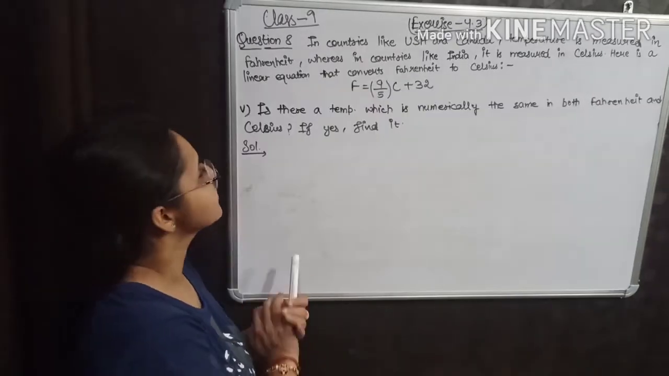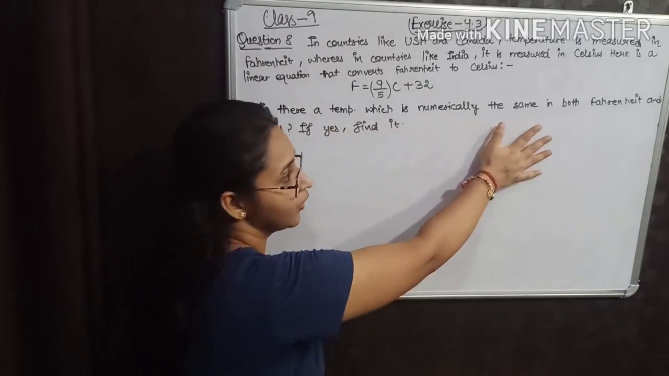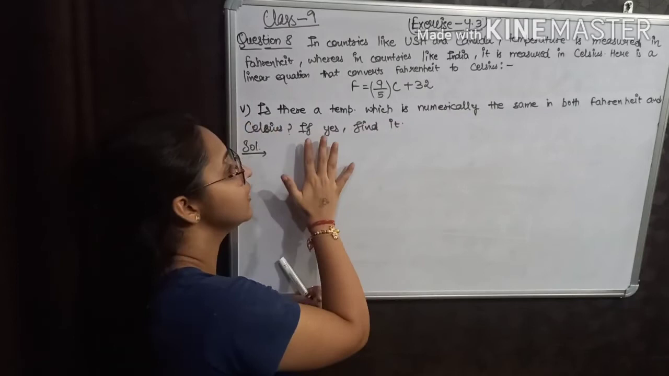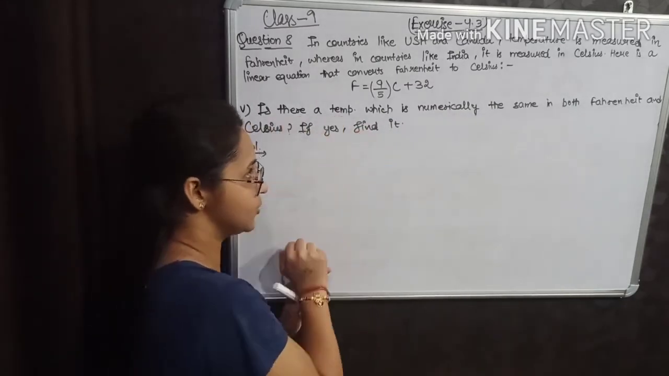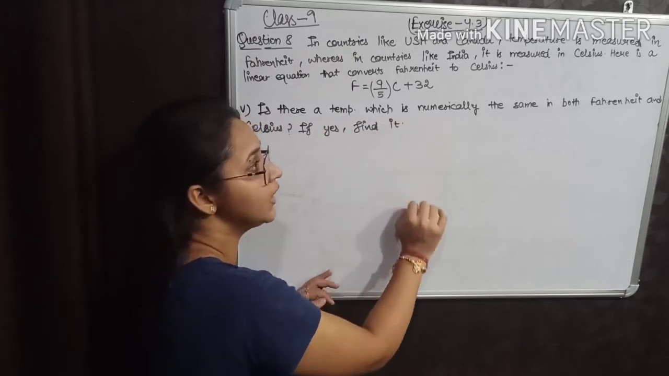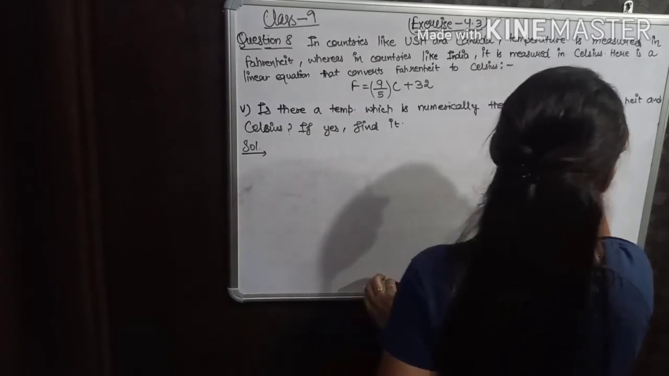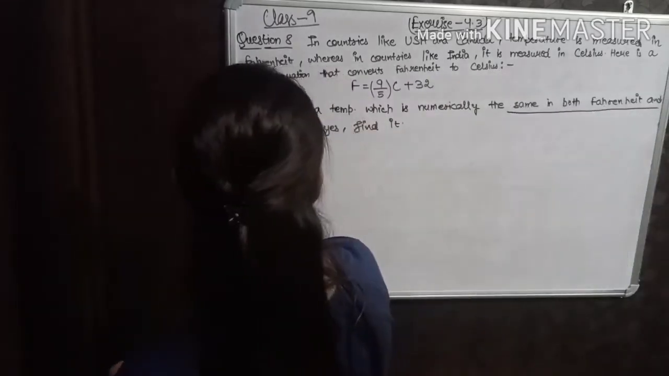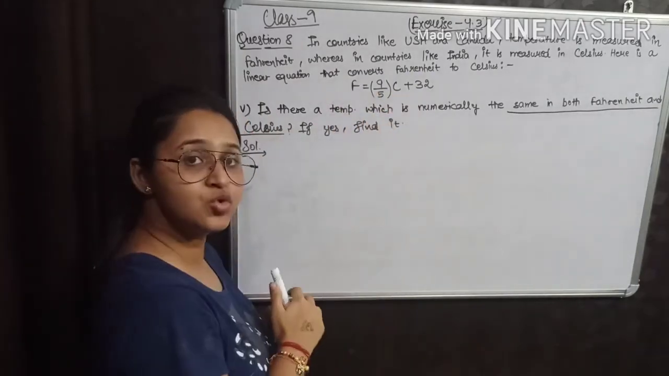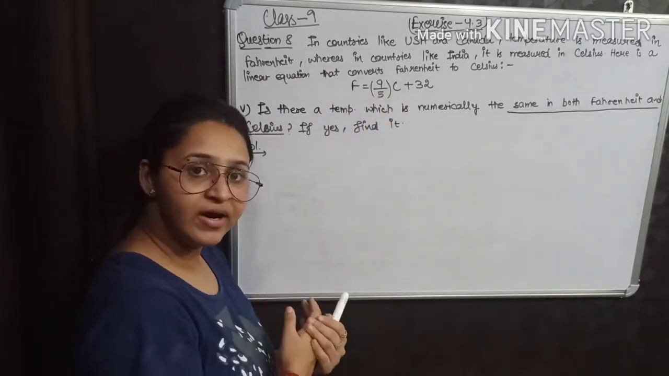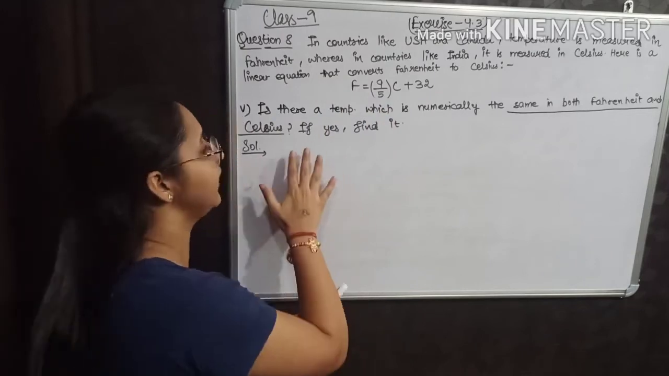Now the last part is, is there a temperature which is numerically the same in both Fahrenheit and Celsius? If yes, find it. Read the statement again. Is there a temperature which is numerically the same in both Fahrenheit and Celsius? What does this mean? This means if F is equal to C, then we can find the value of temperature. If it exists, then find it.